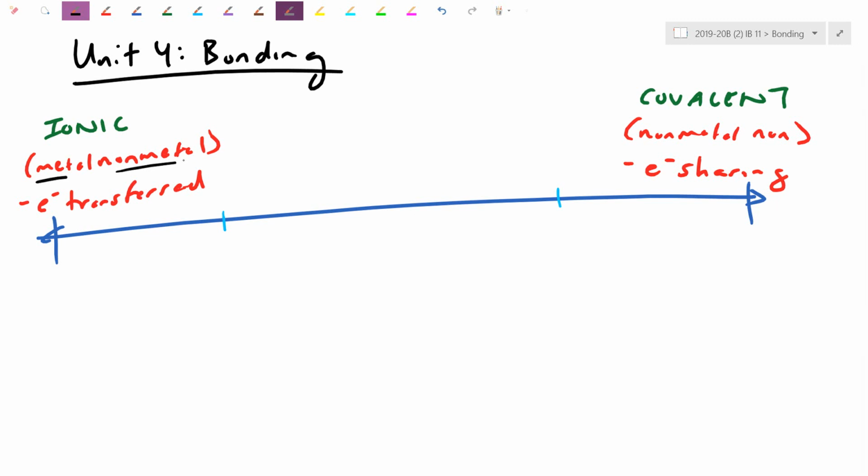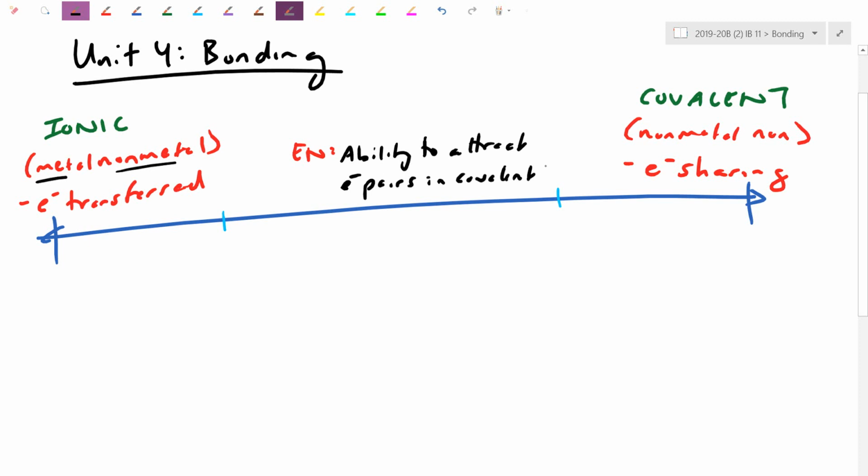Remember the property we learned in chapter 3 that helps us figure out whether we're ionic or covalent was the property of electronegativity. So see if you can define electronegativity. In this case, it's the ability to attract electron pairs. You have to mention in a covalent bond.